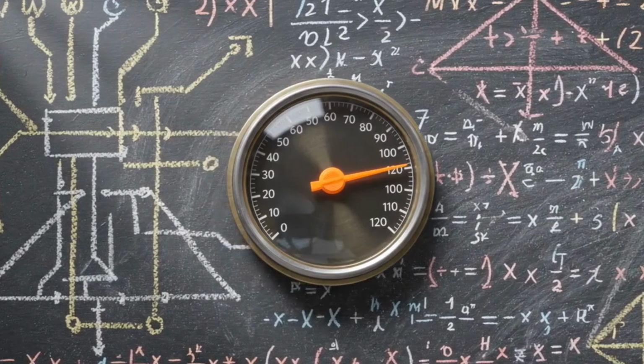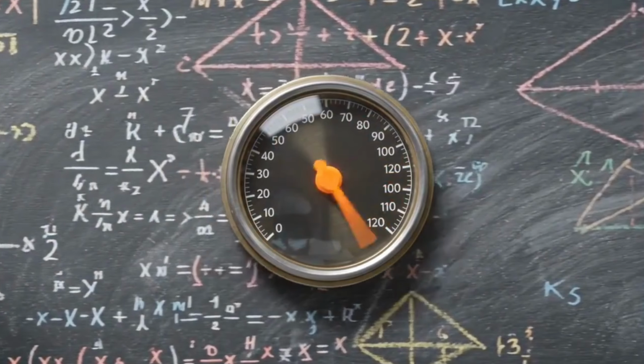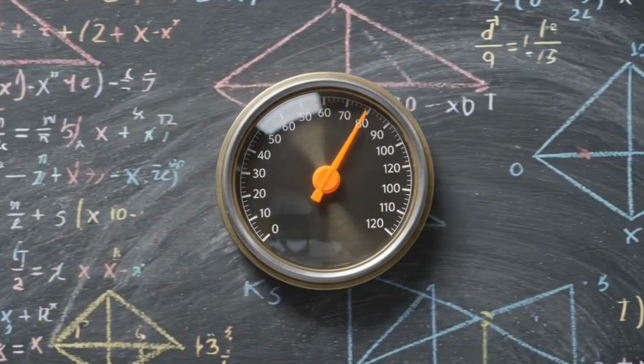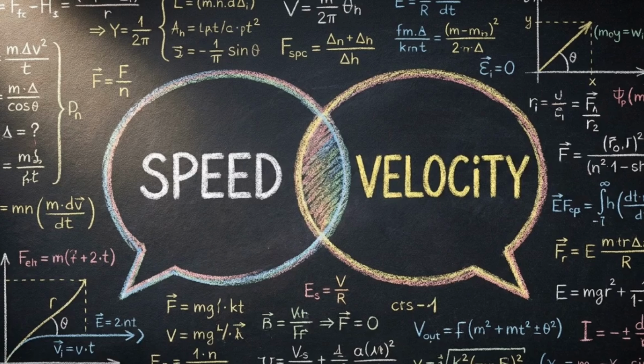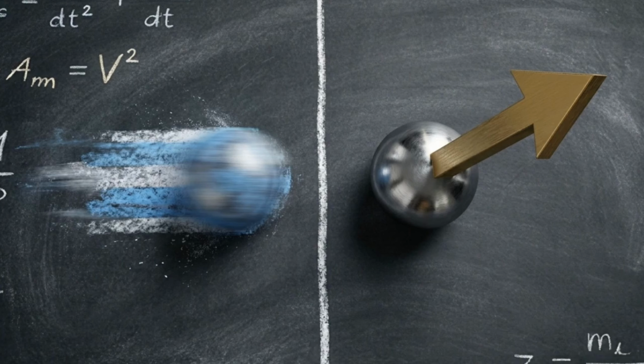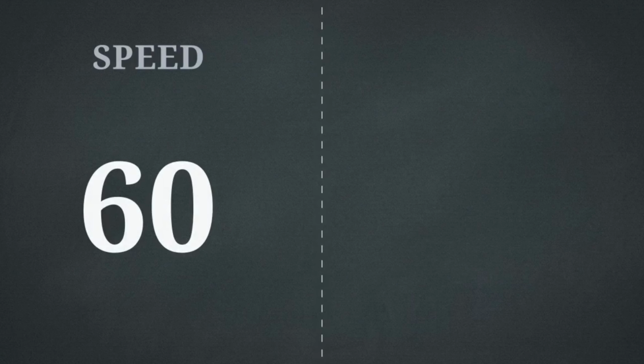Next time you're driving, look down at your dashboard and ask yourself, does the speedometer measure speed or velocity? In everyday conversation, we tend to use those words interchangeably. In physics, they describe entirely different properties of motion. Speed is a scalar quantity. That means it only has a magnitude, a standalone number telling you exactly how fast an object is moving.